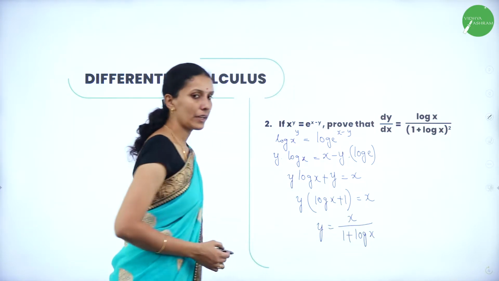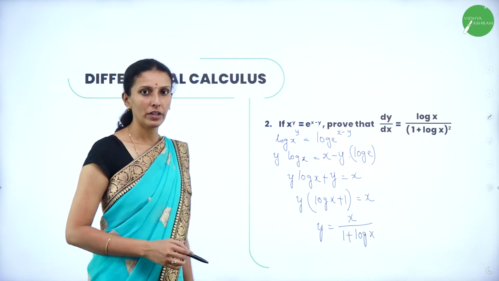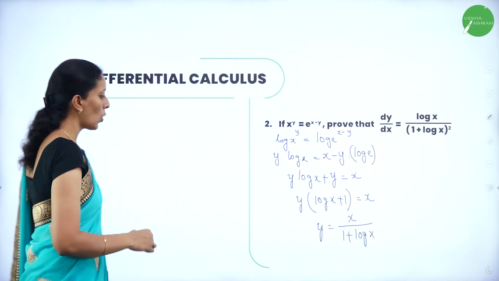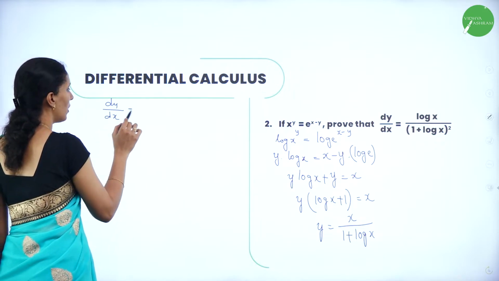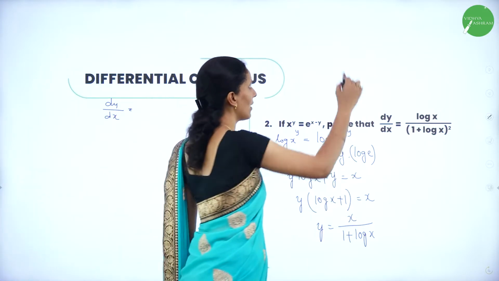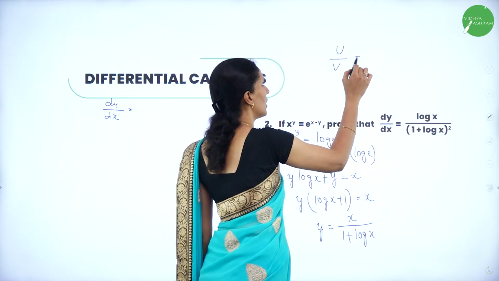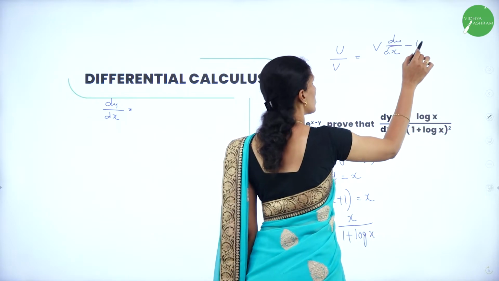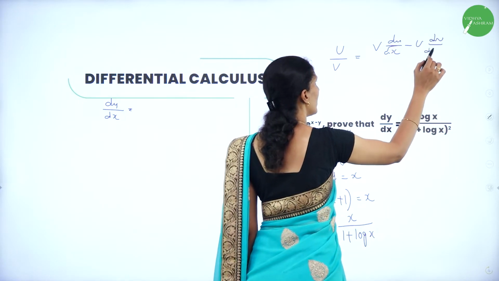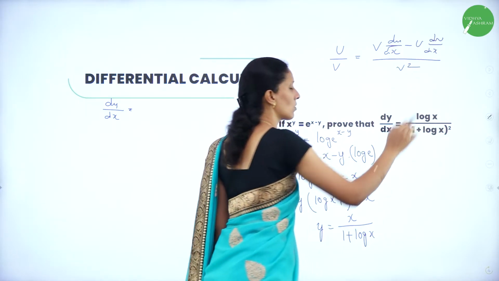You have just rearranged here. Now you can differentiate directly using the quotient rule. So here dy by dx is equal to, what does the quotient rule say? Any function in the form of u by v, then it is v into du by dx minus u into dv by dx, whole divided by v square.